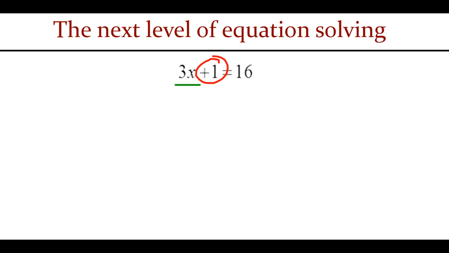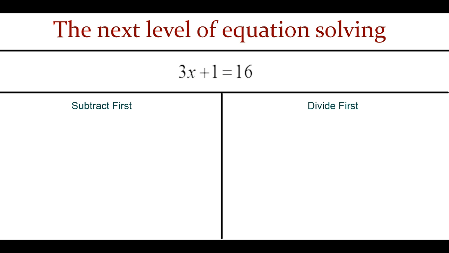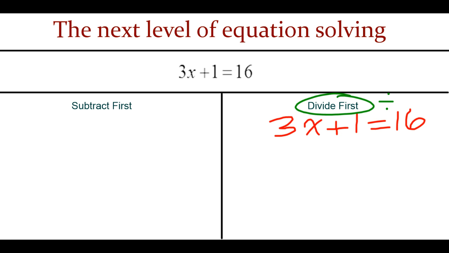And so we really can do one of two things because we have these two operations. The order of operations would tell us to divide first, but when we divide something like 3x plus 1, we would want to divide it by 3. And so if we're going to divide first, we're going to divide by 3.